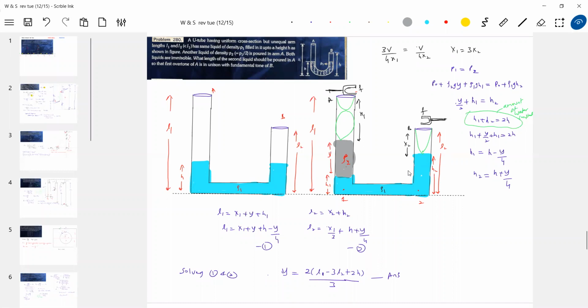L1, L2. L2 less than L1. I think I assumed all the things. Rho 2 equal to rho 1 by 2, that also we have substituted. I don't know where we are. Manometric equation, this is correct. We don't have any problem with this. Rho1 g H2.